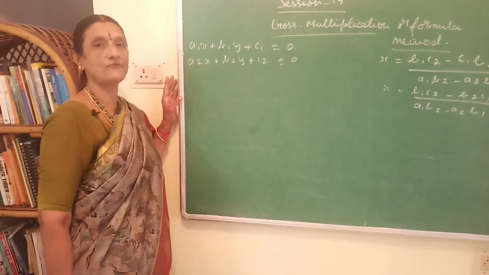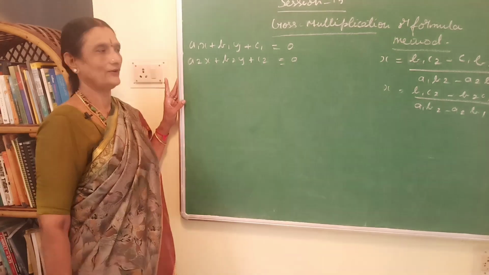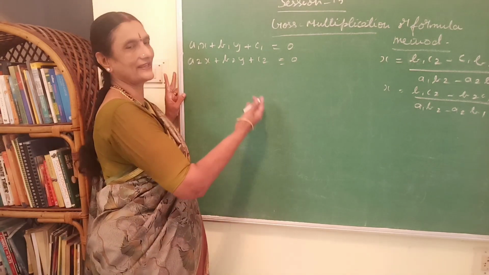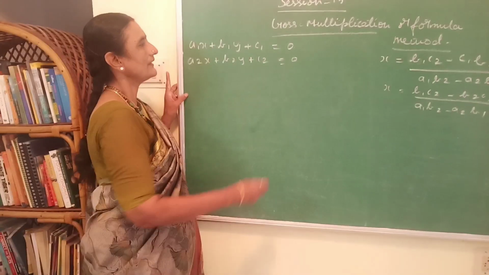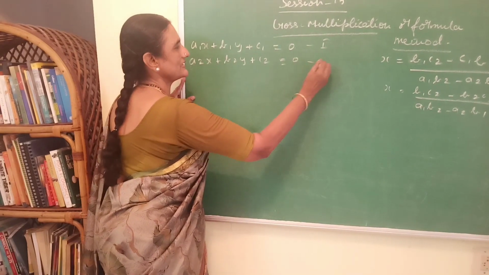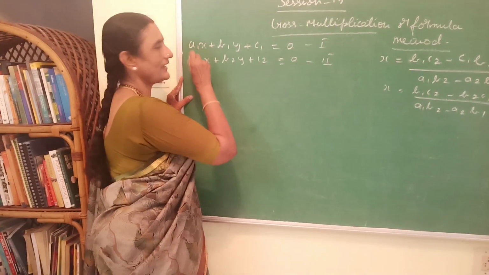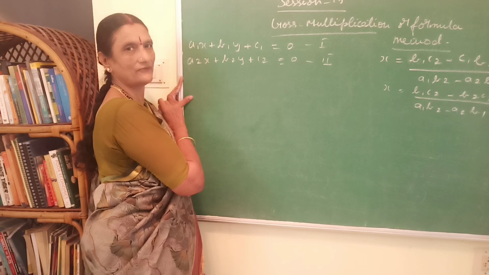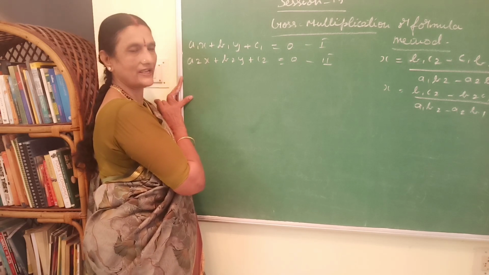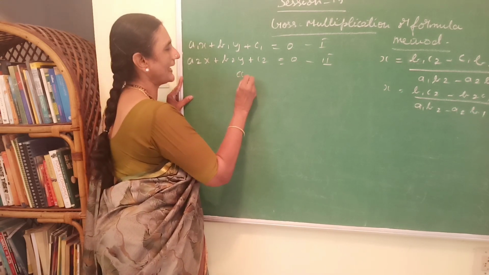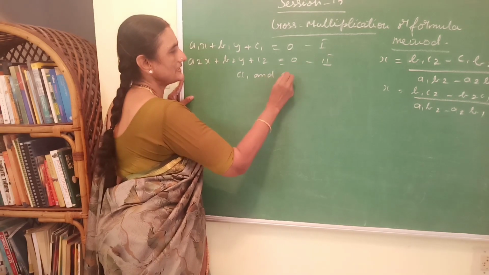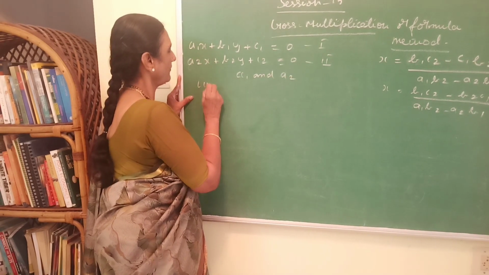Similarly, we have to try eliminating x. Okay, so if we eliminate x, we will get what y is equal to. Okay, so this is the first equation, this is the second equation. Now we have to find the LCM of the coefficients a1 and a2. So a1 and a2, the LCM is equal to, what is it?